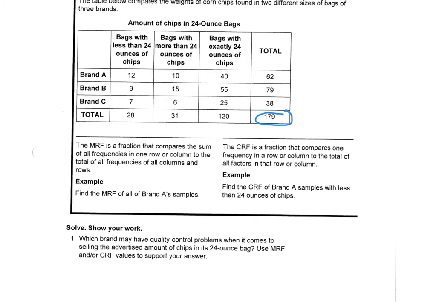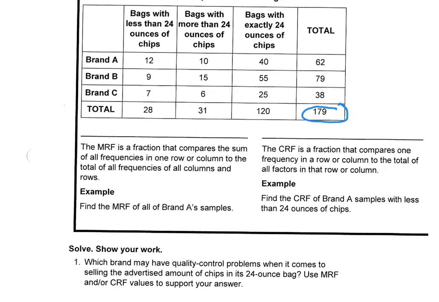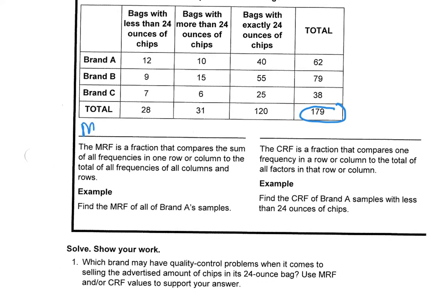So the MRF is the marginal relative frequency. So put that here. That's what we're going to talk about first here. Marginal relative frequency, which is abbreviated as MRF, is the fraction that compares the sum of all frequencies in one row or column to the total of all frequencies in the row or column.